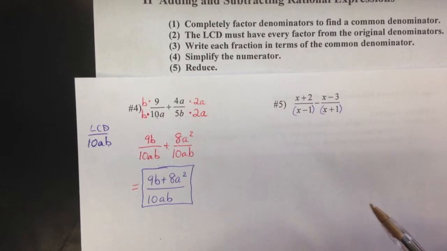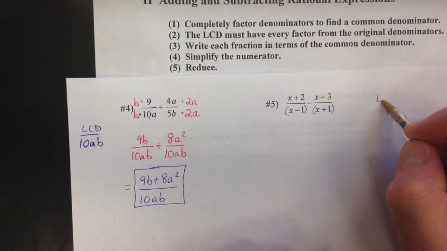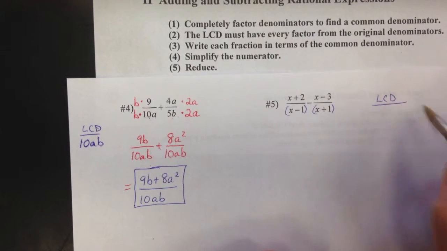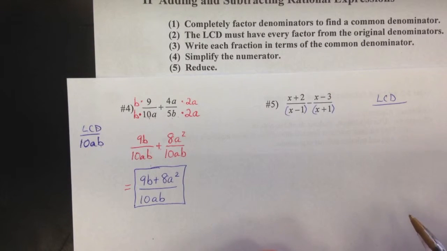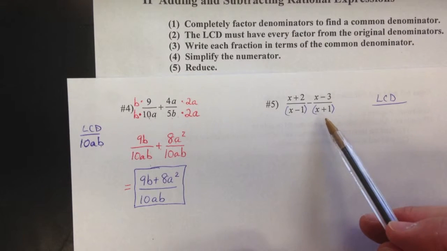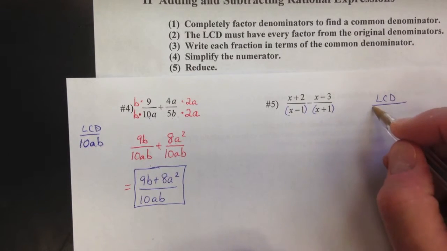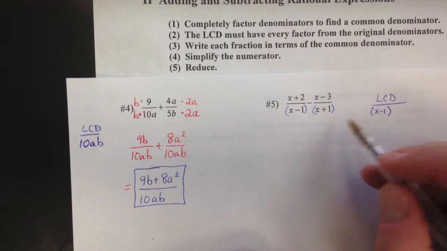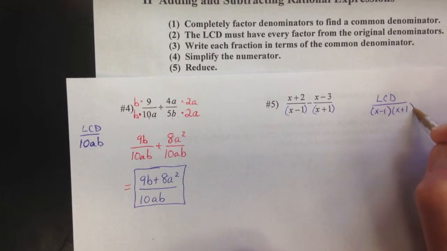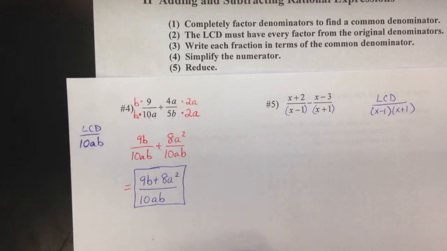So what we're going to do here, we need an LCD. The least common denominator has to contain all the factors in the bottom. So one factor is x minus 1. The other factor is x plus 1. So that's what we need right there.